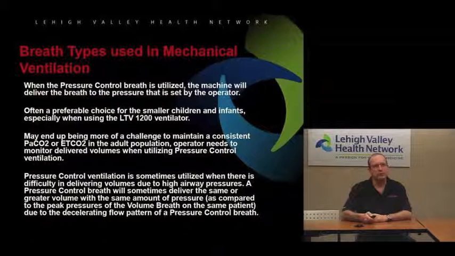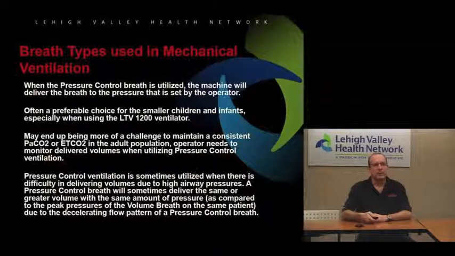When we use the pressure controlled breath, the machine will deliver the breath, as we mentioned, to the selected pressure that's set by the operator, whoever's operating the ventilator. It's often used for smaller children and infants, especially with the LTV 1200 ventilator. As far as the Hamilton T1 ventilator, that ventilator can actually go down pretty low using volume ventilation even for infants. That's one of the differences between those two transport ventilators. You'll hear me mention that again a couple times today.